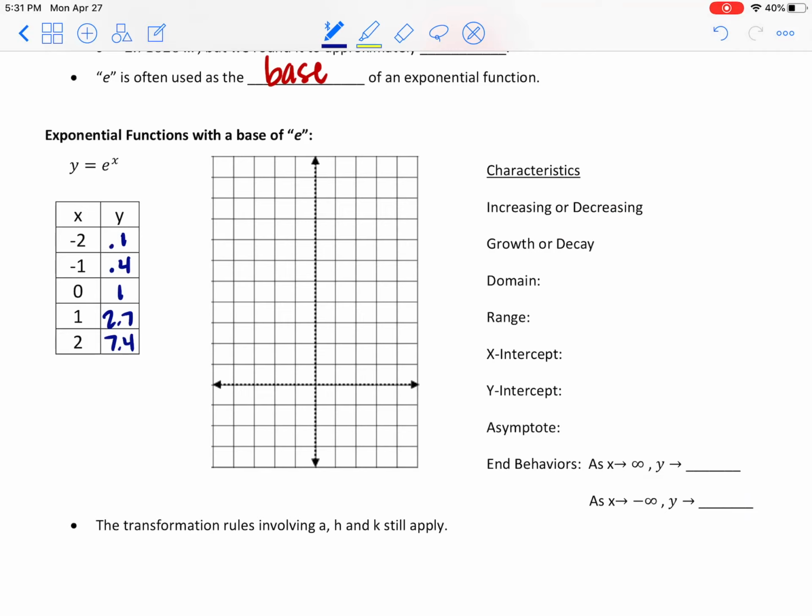Anything to the power of 0 is 1. E to the first, we shouldn't need the calculator for. We said it's going to be about 2.72. And if we square it, we're going to get about 7.4.